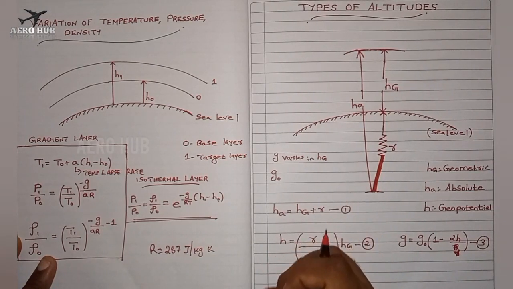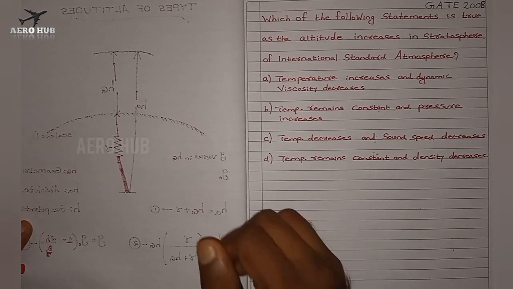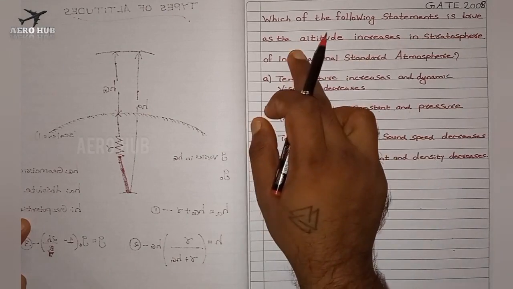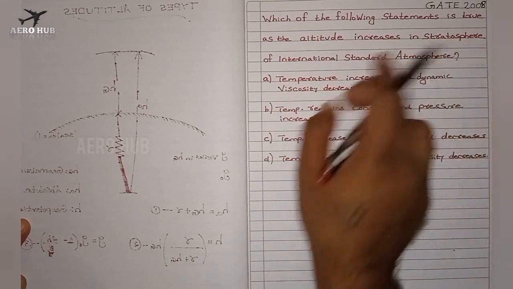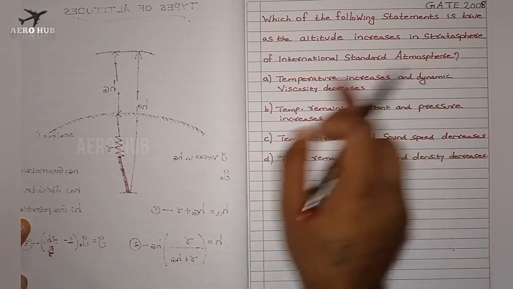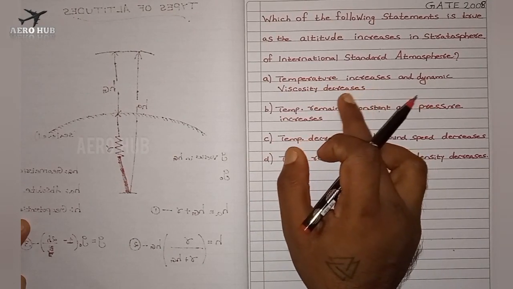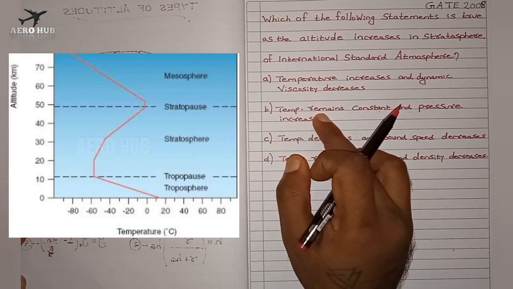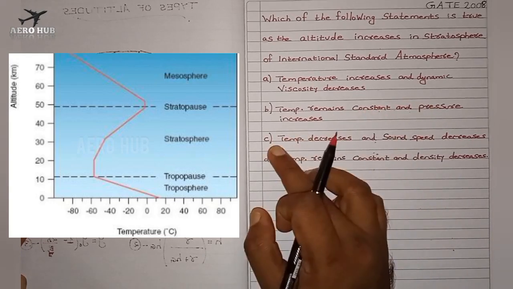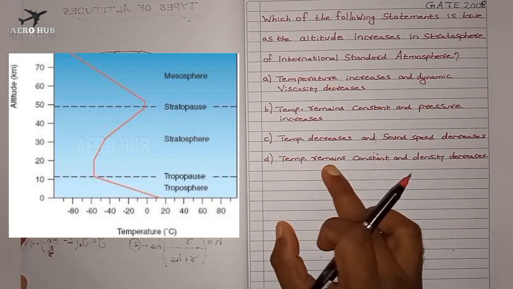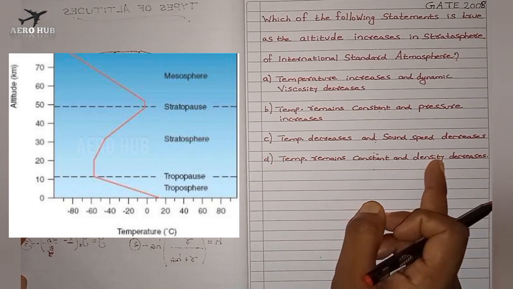Now we will discuss a previous GATE problem that was asked in GATE 2008. Which of the following statements is true as the altitude increases in the stratosphere of the international standard atmosphere? Option A, temperature increases and dynamic viscosity decreases. Option B, temperature remains constant and pressure increases. Option C, temperature decreases and sound speed decreases. Option D, temperature remains constant and density decreases.